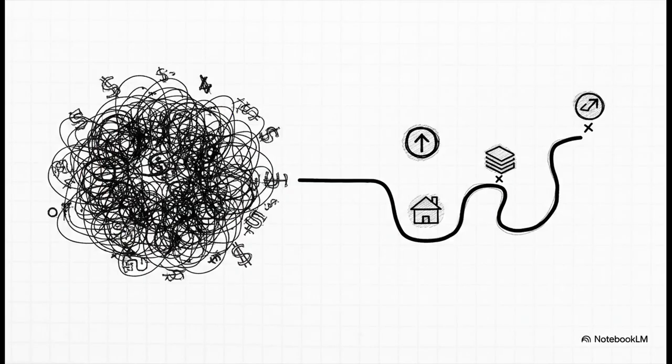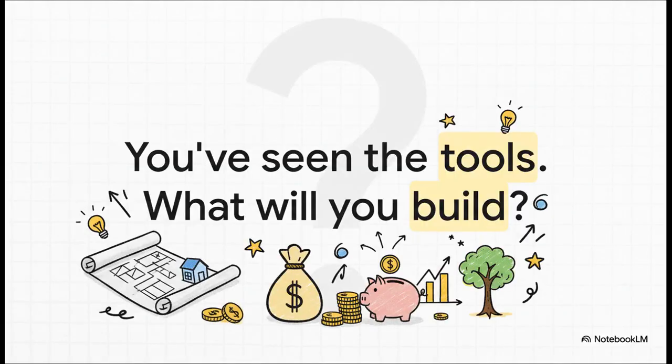And just like that, we've gone from that tangled, confusing map to a clear path forward. You now have a mental framework, a foundational map of the main types of investments and how they all fit together in the global economy. So you've seen the toolkit and you've got the blueprint. The only real question left is, what are you going to build on your own financial journey?